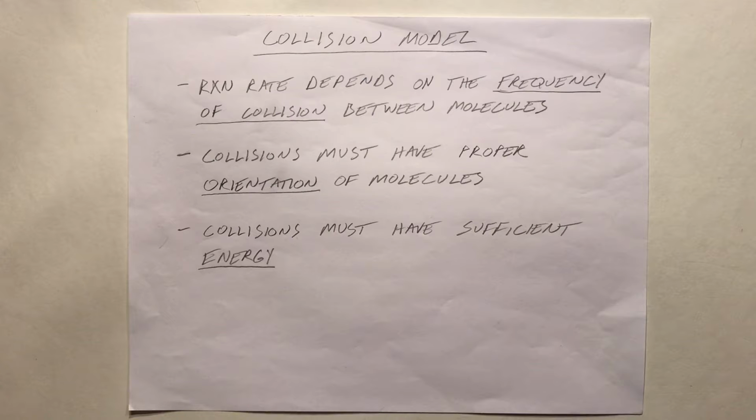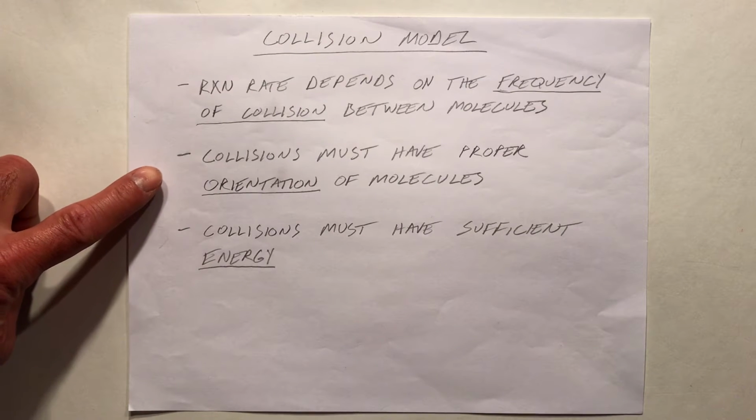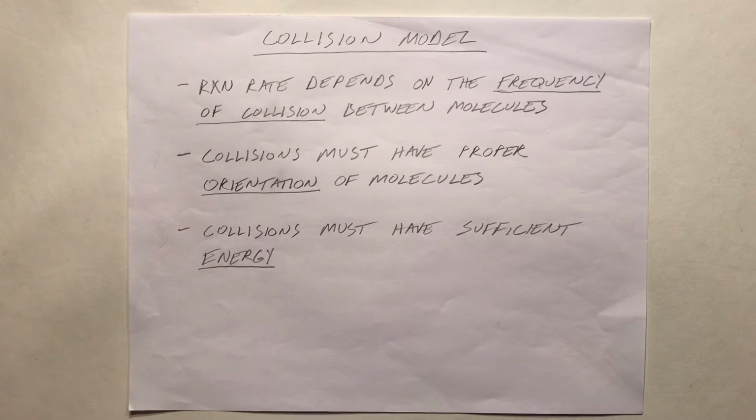But it's more than just how many collisions happen per second. Collisions must also have proper orientation of the molecules if the molecules are going to react. You could say that there are certain atoms, or certain reactive sites, on each molecule that have to come into contact during the collision. If a collision occurs but the reactive sites on the two molecules don't come into contact, then the molecules will just bounce off of each other. On the other hand, if the reactive sites do come into contact during the collision, then a reaction could occur.